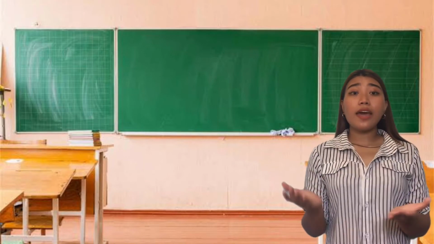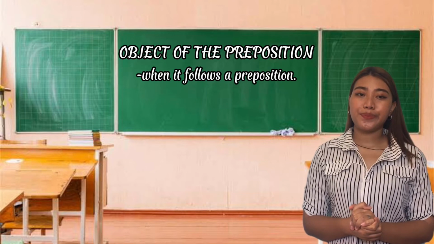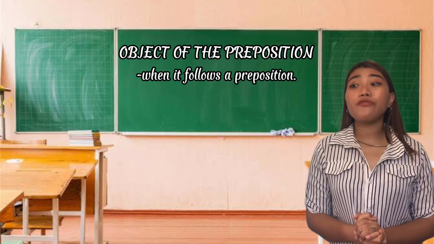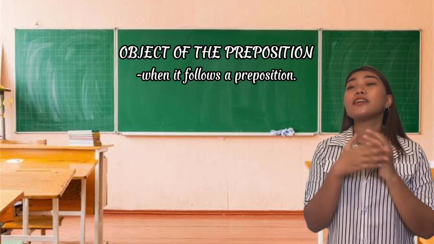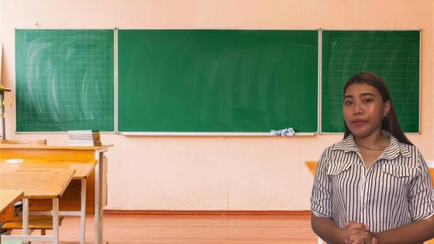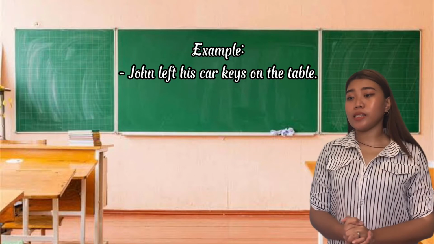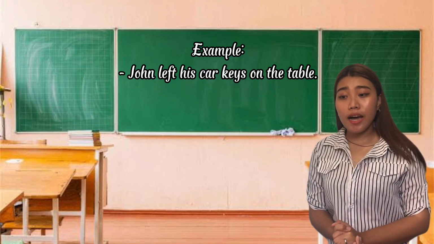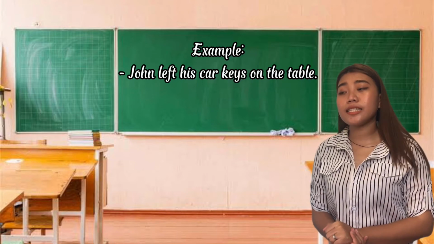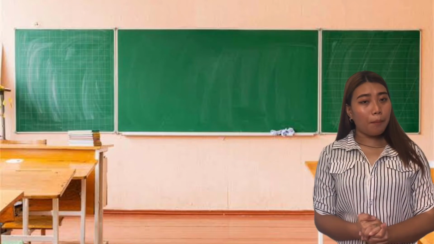Okay, class. So let's proceed to the next one, which is the function object of the preposition. A noun functions as an object of the preposition when it follows a preposition. Okay, class. For example, John left his car keys on the table. Table is a noun that comes after the preposition on. Therefore, it functions as an object of the preposition. Okay? Another example.